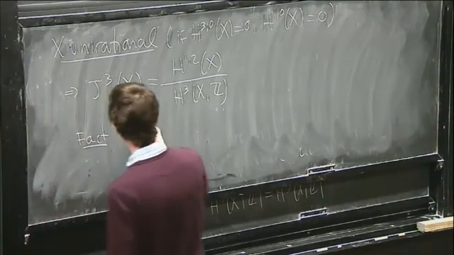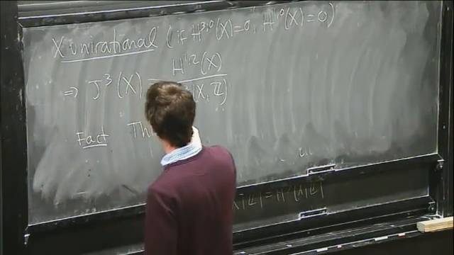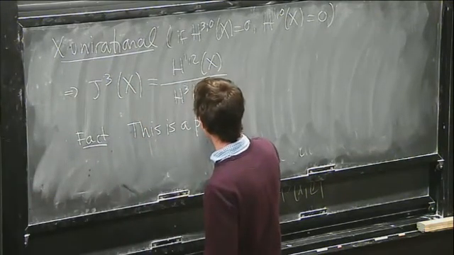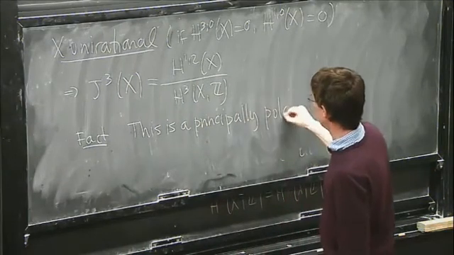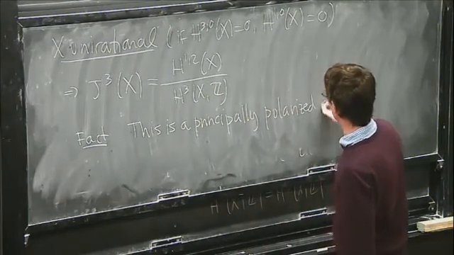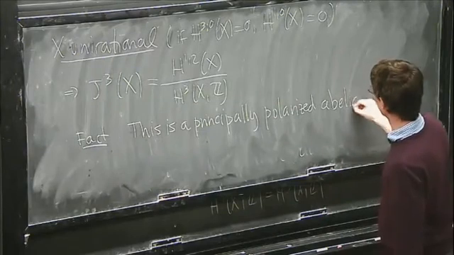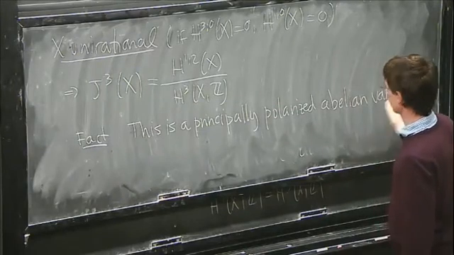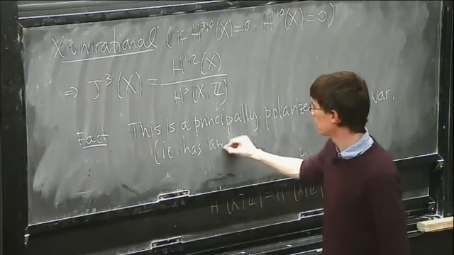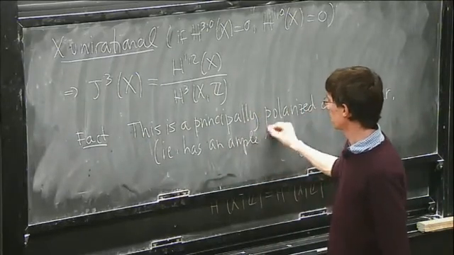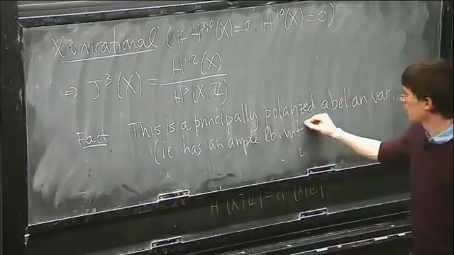So this is a principally polarized abelian variety. So i.e. it has an ample line bundle with one dimensional space of sections.